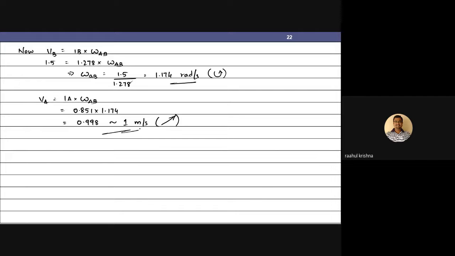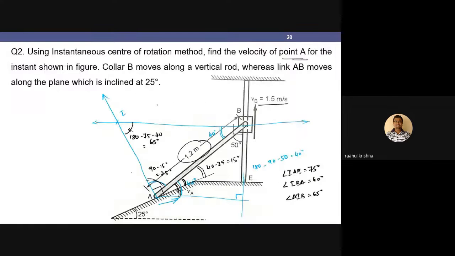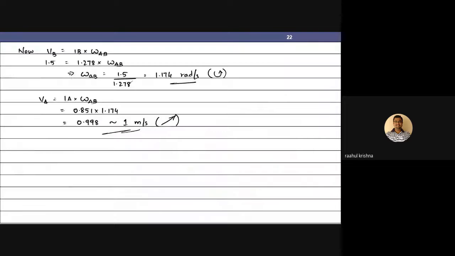In this question I was asked to find the velocity of the point A. I was not asked to find the angular velocity, but I will require the angular velocity. Without the angular velocity I cannot directly find it, right?